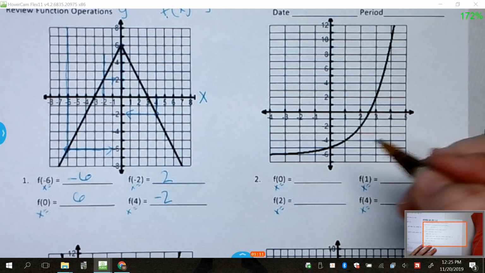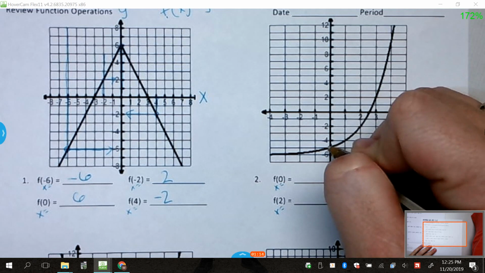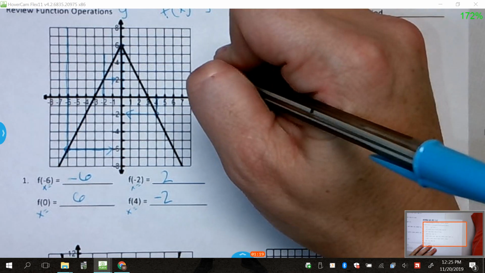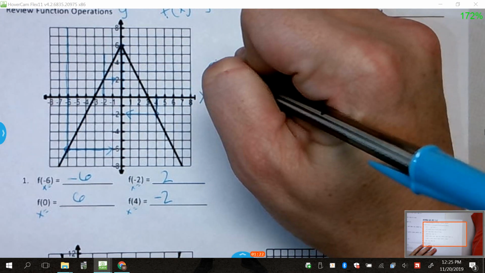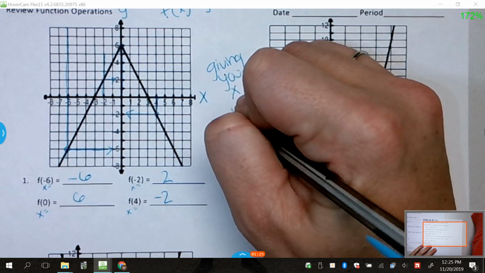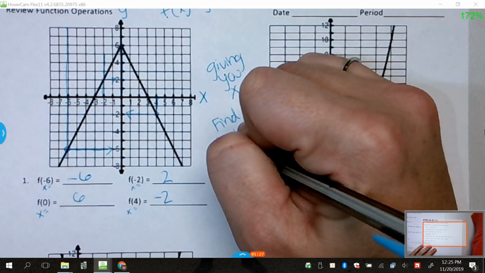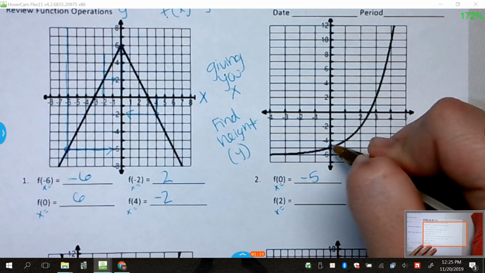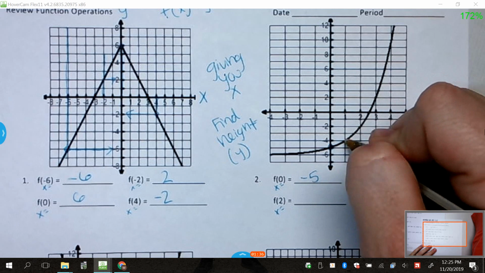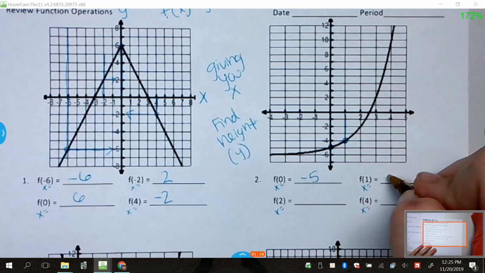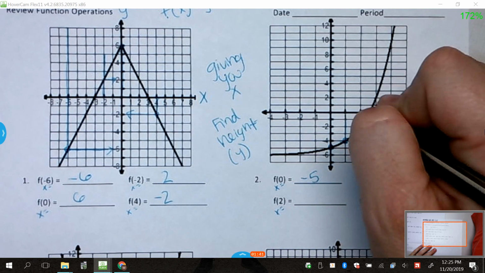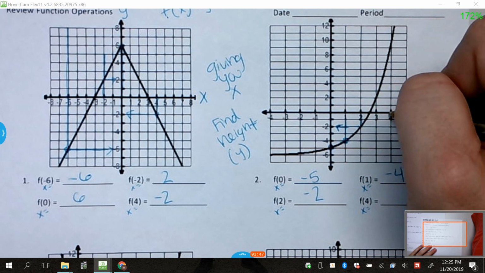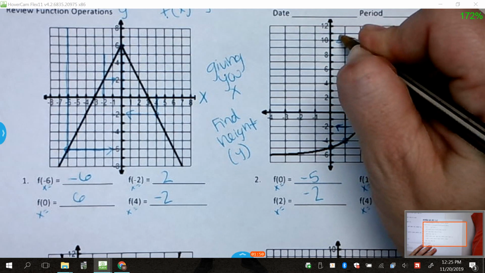So x equals 0. Side to side 0 is here, which is -5. Okay, remember, these are giving you x. Find height, which is your y. Okay, so if this is giving you x, I'm finding my height. So x is 0, the height is -5. X is 1, the height is -4. X is 2, the height is -2. And x is 4, the height is 10.